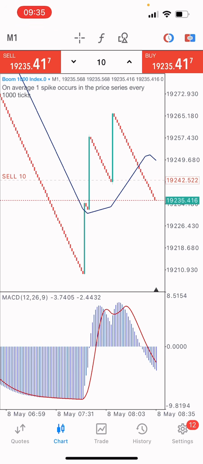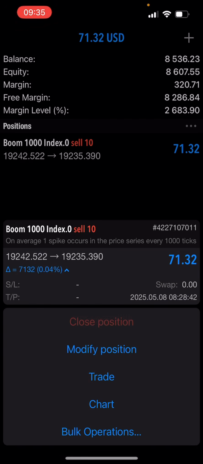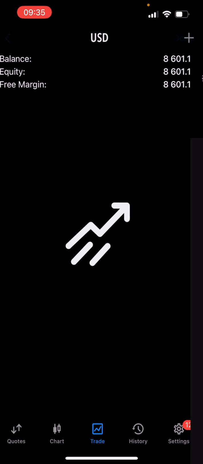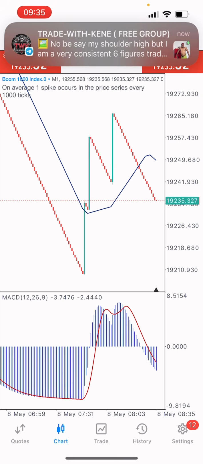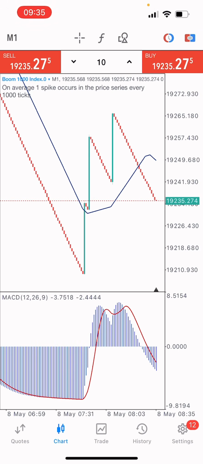Okay, guys, that's the end of the candle. So I'm closing my trade on $71 profit. So this is beautiful, guys. $71 profit. So like I was saying, if you have a $100 account, I would advise you split it to $20. Deposit the $20 5 times.